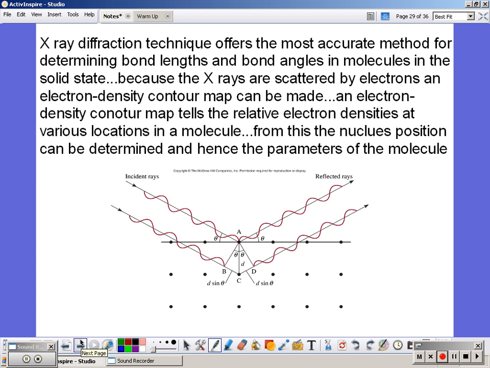The X-ray diffraction technique offers the most accurate method for determining bond lengths and bond angles in molecules in the solid state. Because X-rays are scattered by electrons, an electron-density contour map can be made. The map tells us the relative electron densities at various locations. From that, we can tell where the nucleus position can be, and therefore we know the parameters of the molecule.